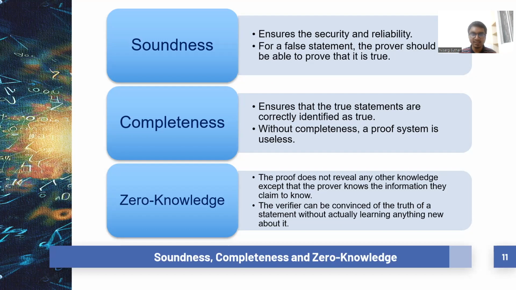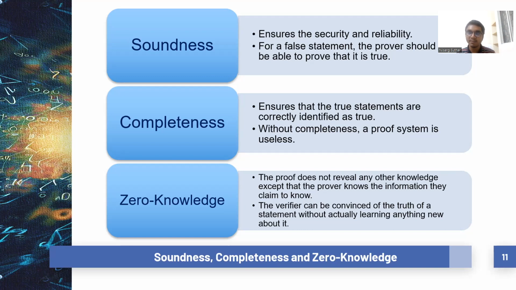Now we come to completeness. What completeness ensures is that a true statement should always be accepted as true. Without completeness, a proof system is completely useless. Even if that statement is true, if the system gives false, then what is the use of this protocol? And the main part, the zero knowledge.